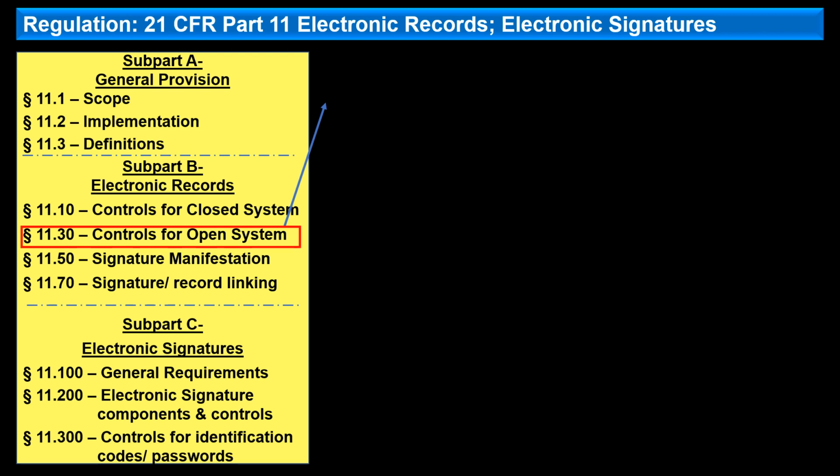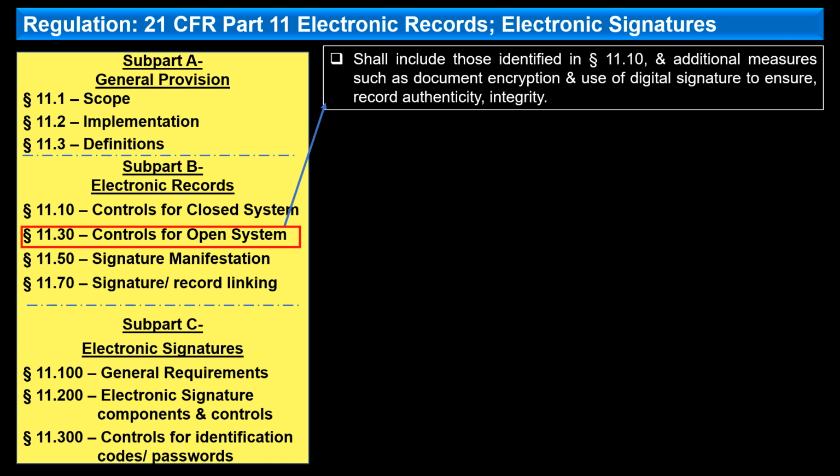If we look into the controls for open systems, all the controls that are applicable for closed systems are applicable to open systems as well, and additional measures such as document encryption and use of digital signature standards to ensure record authenticity and integrity may be implemented.